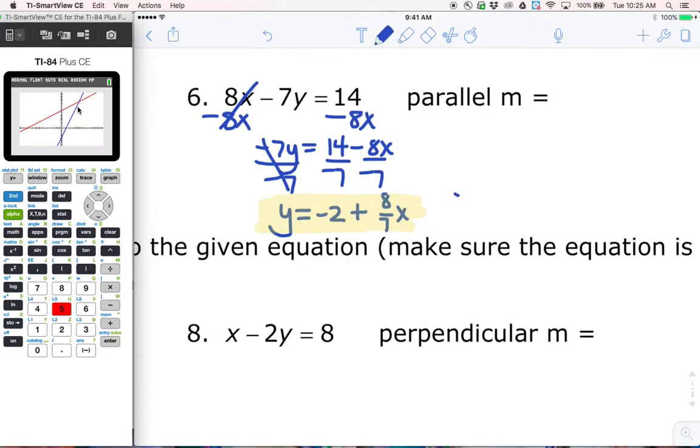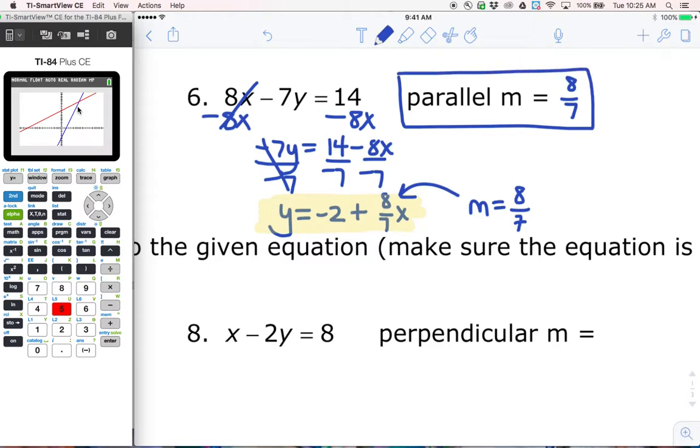All right, well, we can see that my slope is 8 over 7. So my parallel slope, you guessed it, also 8 over 7, right? My slopes for parallel lines are the same.